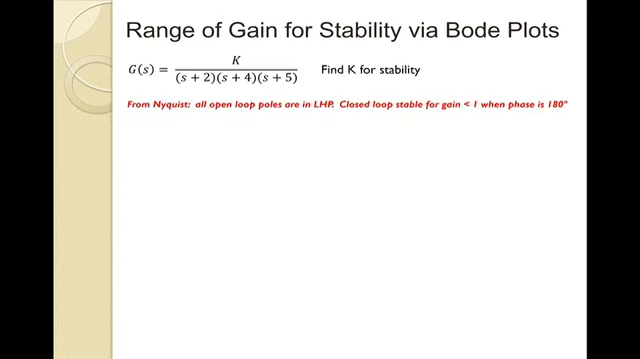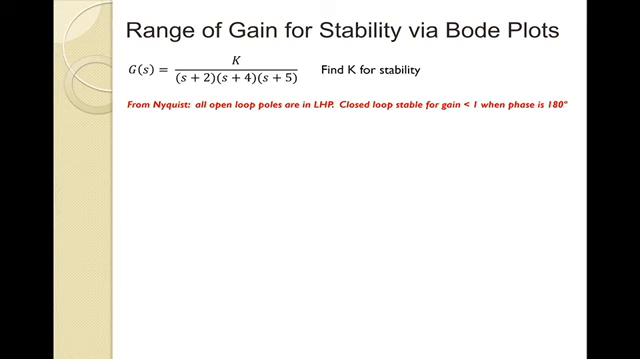So first, we'll start with our range of gain for stability using Bode plots. Have an example here, a G of S system. Here are three poles, at 2, 4, and 5, and we're going to have a gain K. I want you to adjust the value of K to determine stability of the system. From our Nyquist slides from the previous module, we have our three open loop poles, and they are all in the left half plane.